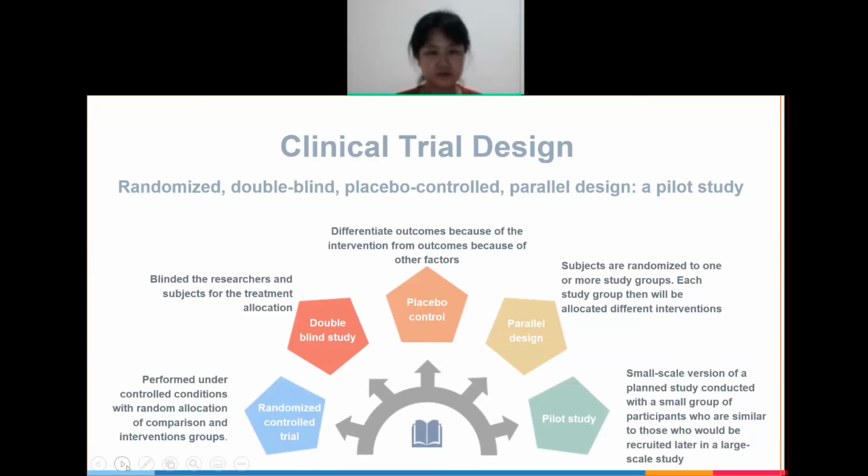The clinical trial design used in this study was a randomized double-blind placebo-controlled parallel design, a pilot study. A randomized controlled trial is a study or experiment performed under controlled conditions with random allocation of comparison and intervention groups, in which the trial participants are randomly assigned to either a treatment or control group. More about randomization will be thoroughly explained by my friends later.